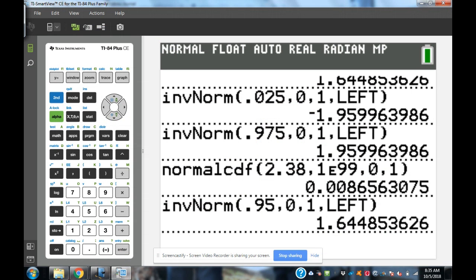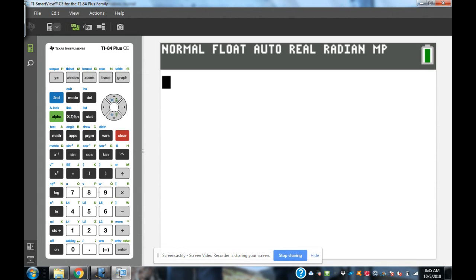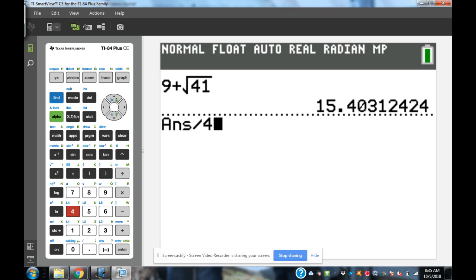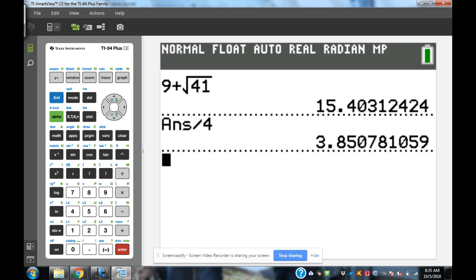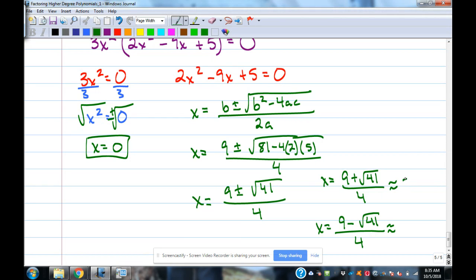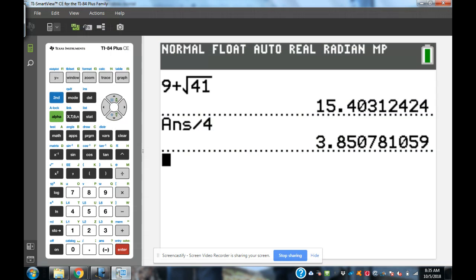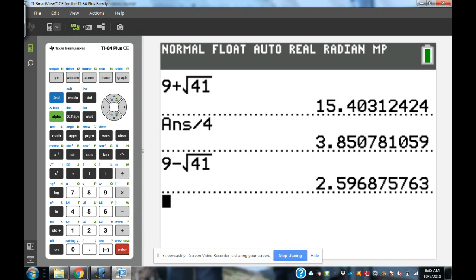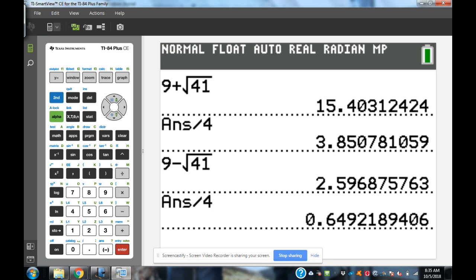So 9 plus the square root of 41, and we're dividing that by 4. 3.85 is about what it is. We're rounding to 2 decimal places. And then 9 minus the square root of 41. Divide that answer by 4. And it'd be a positive 0.65.